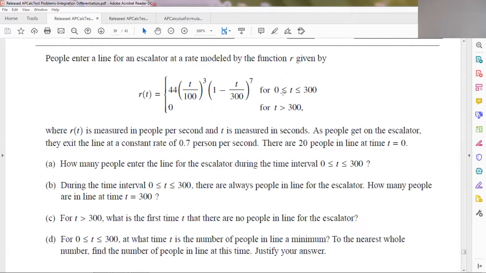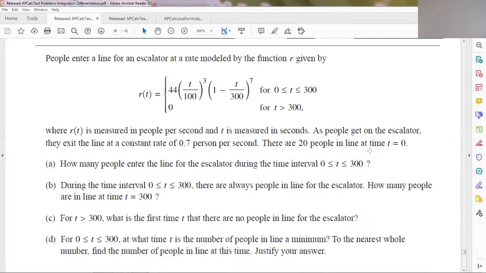So between 0 and 300 it is 44 t over 100 cubed, times 1 minus t over 300 to the 7. So it's a crazy polynomial. And for t greater than 300, there's 0. So the rate of change is 0, so 0 people per time, where r is measured in people per second and t is measured in seconds. As people get on the escalator, they exit the line at a constant rate of 0.7 person per second. There are 20 people in the line at time t equals 0.